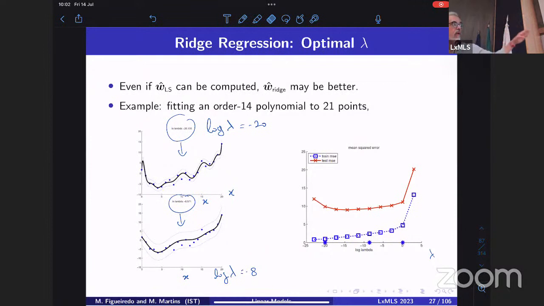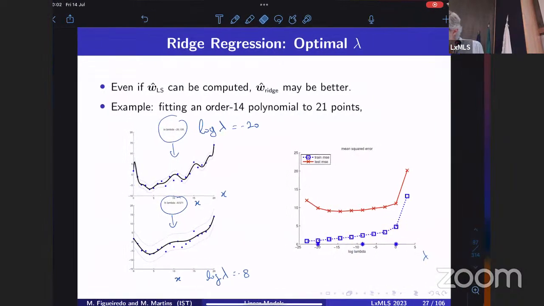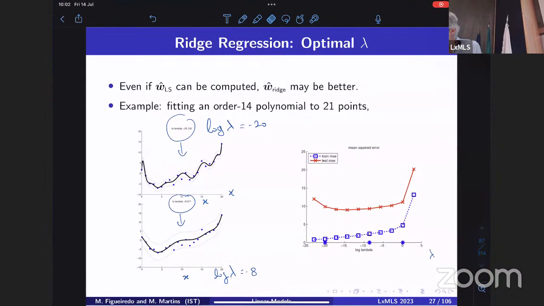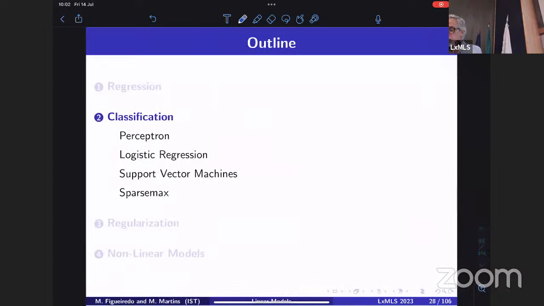But if I now test the line on other points than the ones on which I've trained, I get that the minimum of the MSE is for lambda somewhere around here, maybe this one, okay? So it's not for lambda equals zero. The least square solution exists, still, it's better to use a non-zero regularization parameter. We'll come back to this later on.